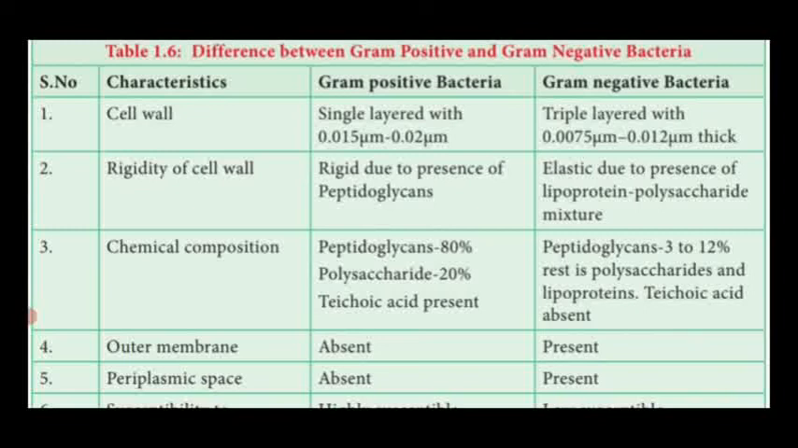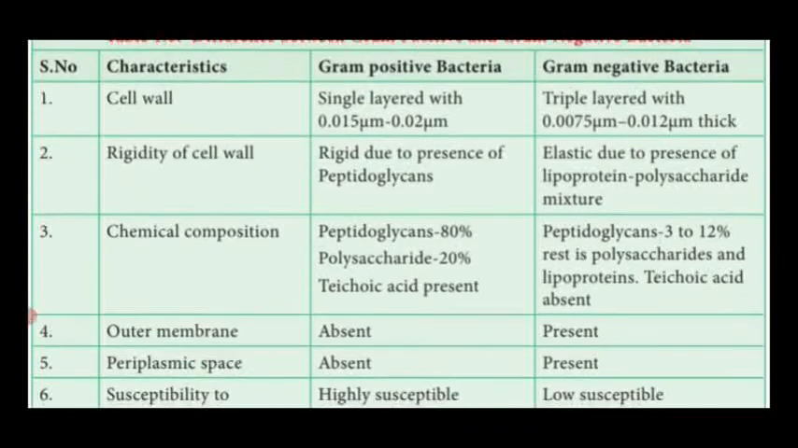Then rigidity of the cell wall, that means tightness. The rigidity is due to the presence of peptidoglycan in gram-positive bacteria. That means the cell wall is made up of a chemical composition called peptidoglycan. But in gram-negative bacteria, it is elastic, stretchable. Here it is tight, but there it is elastic. It will be elastic due to the presence of lipoprotein and polysaccharide mixture.